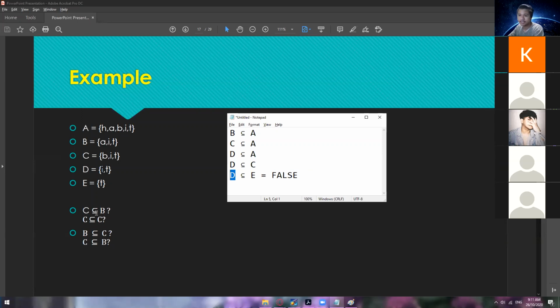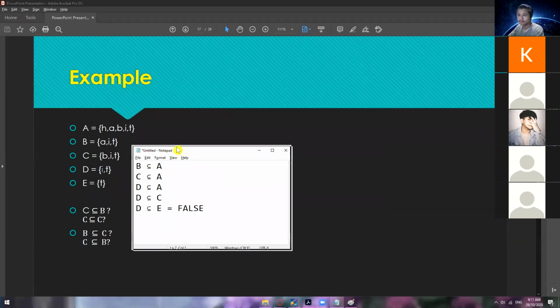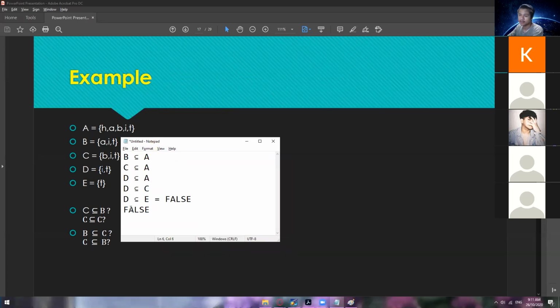Is C a subset of B? No. False. Ayan. So false siya kasi meron nga tayong I sa C pero hindi naman natin mahanapan yung element B sa set B. Okay? How about C is a subset of C itself?